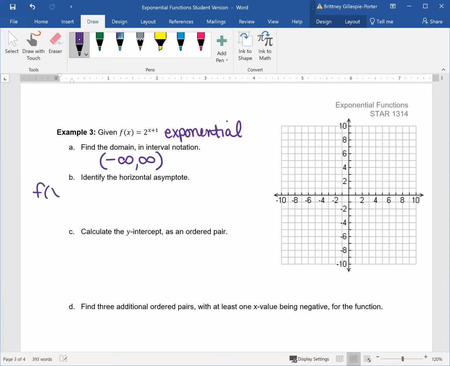we have f of x equal to 2 to the x plus 1, but the x plus 1 is in the exponent. There's nothing after. So let's go ahead and put a plus 0 because our horizontal asymptote is whatever is added or subtracted at the end, which means that our horizontal asymptote is y equals 0.